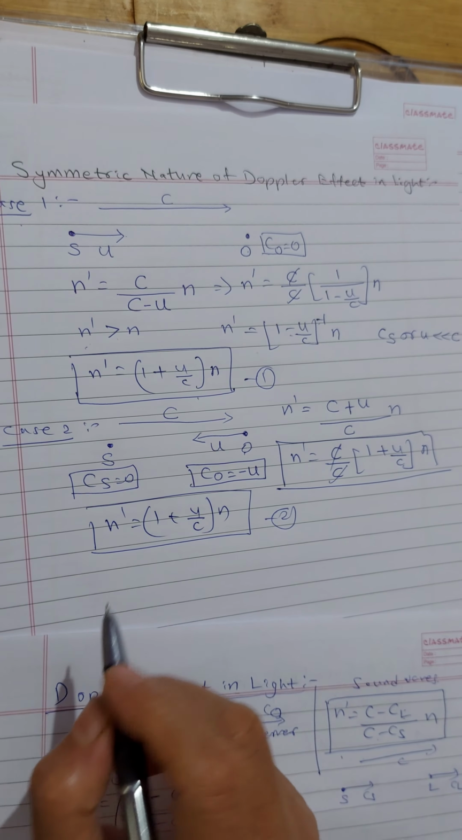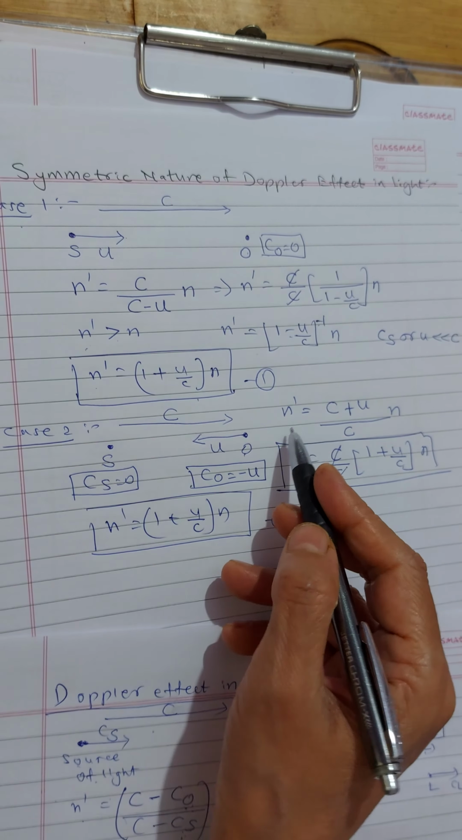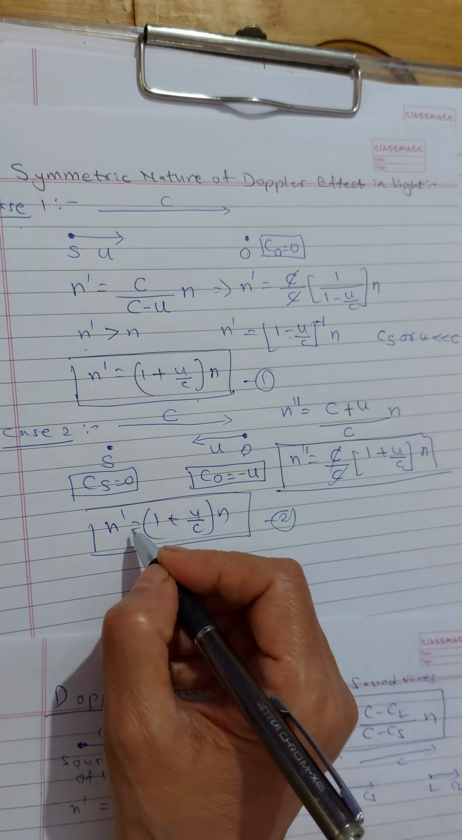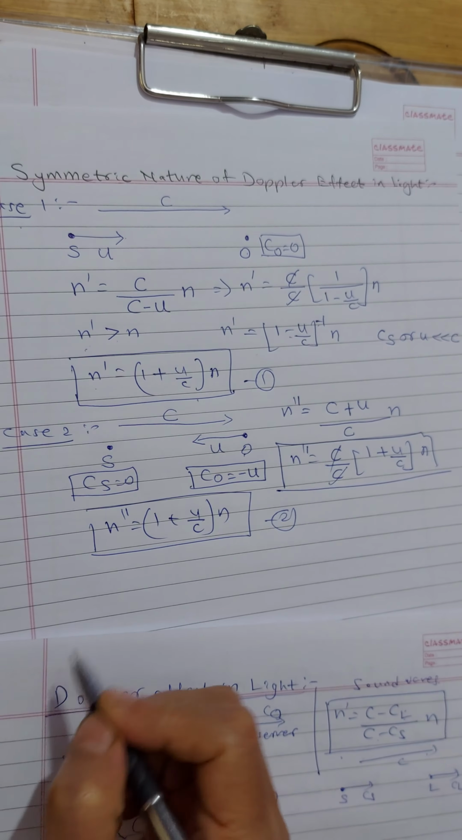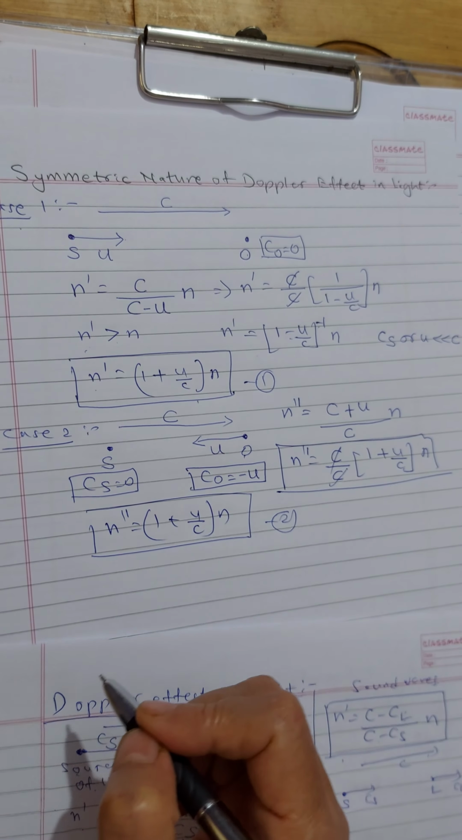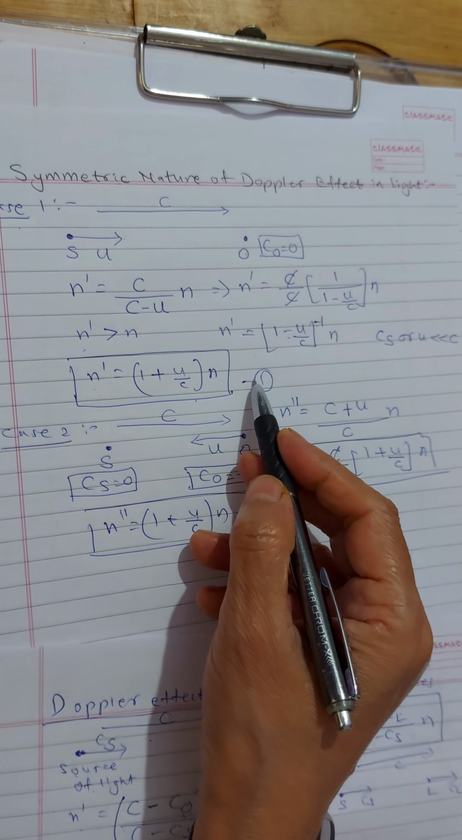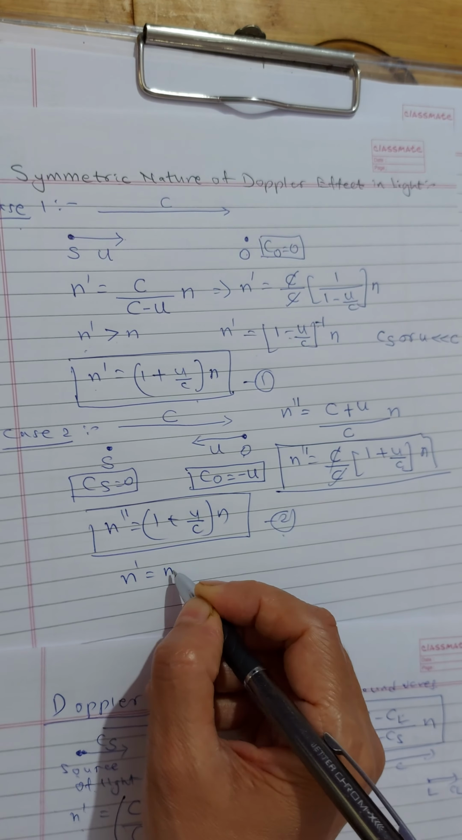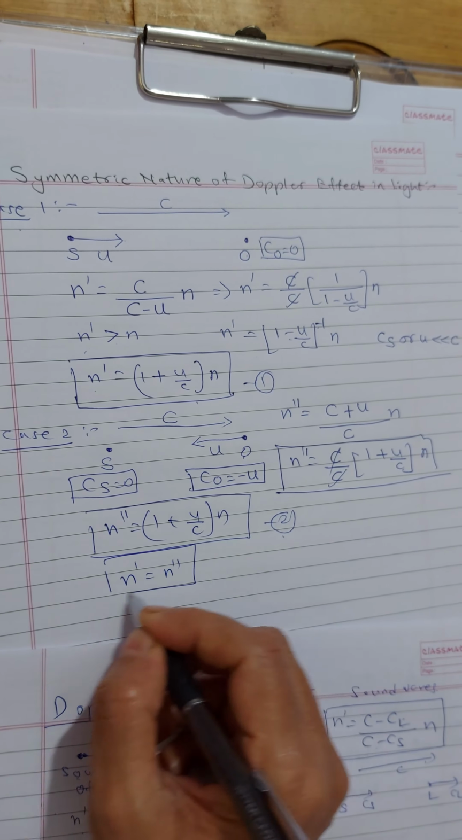Okay, one more thing I can do. Here I mentioned N dash, so here I'll make it N double dash because everything is similar. Okay, so N double dash. So here we can conclude and say confidently from equation number 1 and equation number 2 that the expression for N dash is similar to N double dash, which means what?